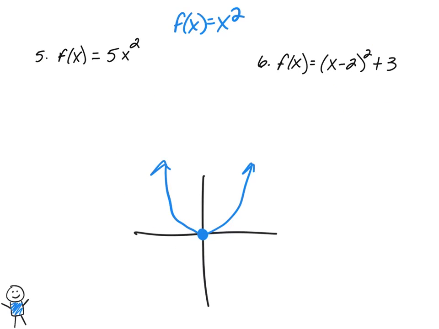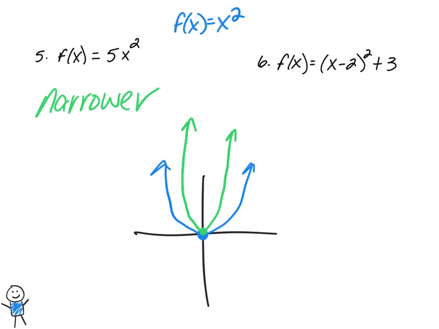Number 5 says f of x equals 5x squared. Again, I have the parent function of a quadratic, y equals x squared, graphed in blue. Notice how the coefficient here is a number greater than 1. In this case, the 5 is telling me that I'm going to take my original parent function and make it narrower, or more narrow would be another way to say it.